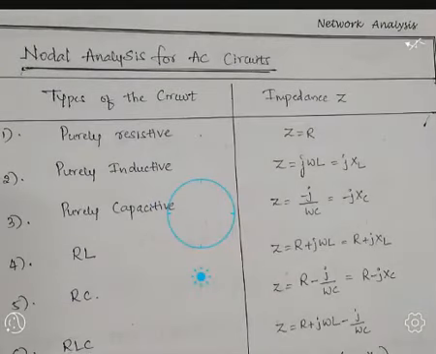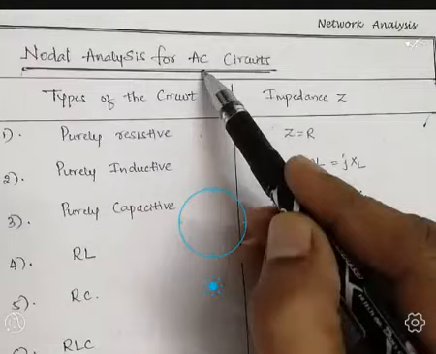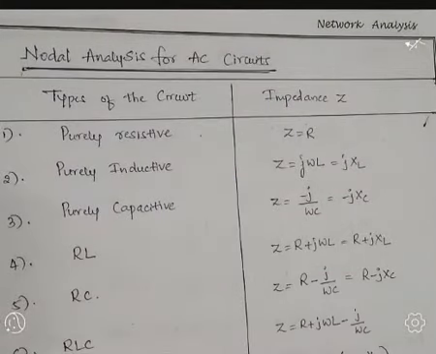So in this session, we will discuss nodal analysis for AC circuits. In the previous sessions, we discussed nodal analysis for independent voltage sources, independent current sources, as well as dependent sources for DC networks, for DC circuits. But now we are discussing AC circuits. Before discussing this concept, first we will see the type of the circuit and the respective impedances.